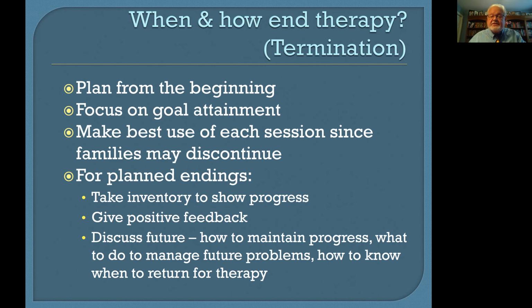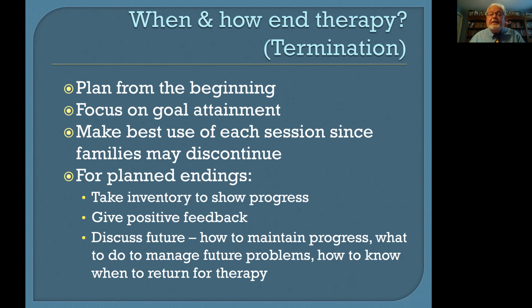The family has a sense of what's going on. For planned endings, when they've come to the point to say, okay, we seem to be doing okay, it's helpful to take an inventory to show what the progress is, what they've been able to accomplish. Sometimes families don't realize how much they're doing now that's different and how much progress they've made. It helps to review that. Give positive feedback: look at all the work you've done. You've done such a good job, and look at how you're handling things now.